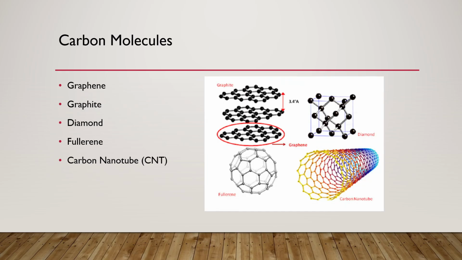So the carbon molecule can be grouped into 5 types, which are graphene, graphite, diamond, fullerene, and carbon nanotube. Graphene is a single layer of carbon atoms arranged in a two-dimensional honeycomb lattice. It is also known for its exceptional electrical, thermal, and mechanical properties. Graphite consists of multiple layers of graphene stacked on top of each other. Typically, it has more than 10 layers.